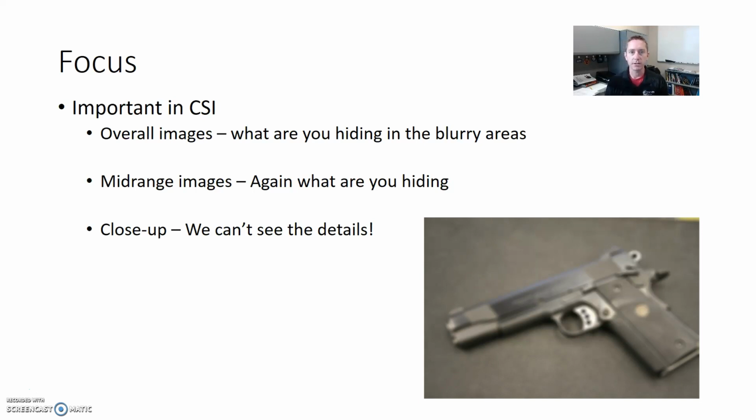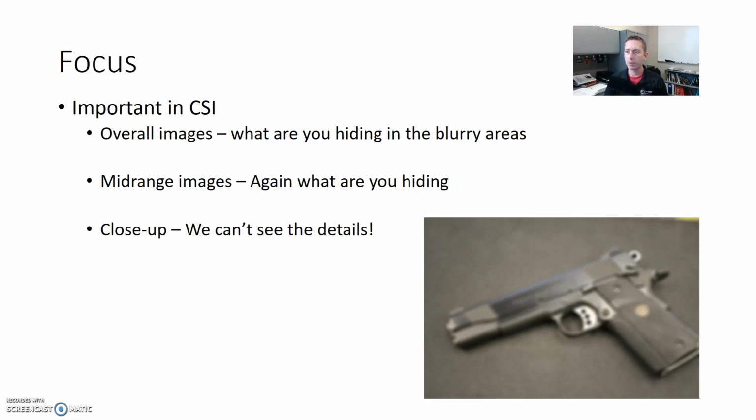And so the idea here is, in our overall images, we need to try and have that big depth of field so you can see the whole image, because we're oftentimes going to be asked, what are you hiding in the blurry areas? So in that sense, we need to decide what we're going to leave out. Well, we're not going to leave out anything. We're going to try and make everything in focus. You might not be able to see the details per se on things like a small item lying on the floor, but you can tell that it's there. Again, in our mid-range, we're going to be asked, what are you hiding?